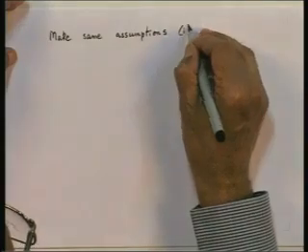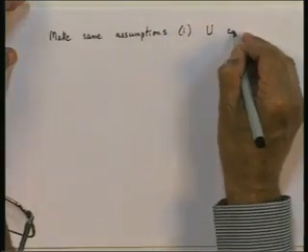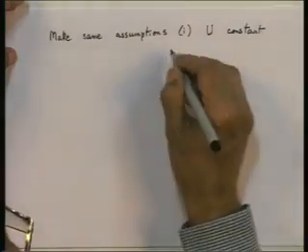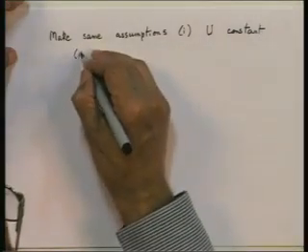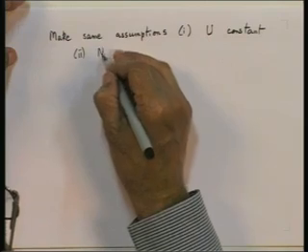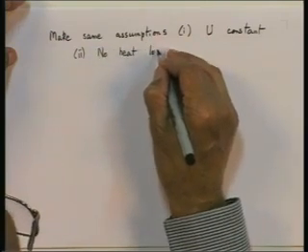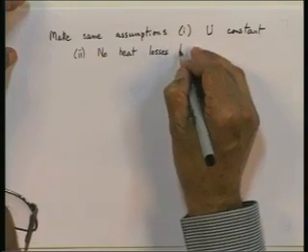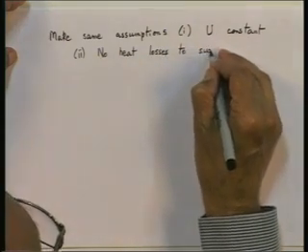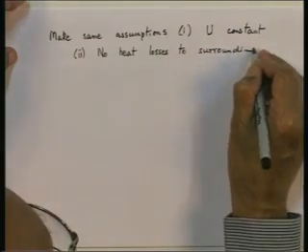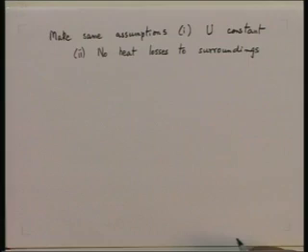Number 1, U is a constant, and number 2, no heat losses to the surroundings. Change of enthalpy on the hot side is equal to change of enthalpy on the cold side. The decrease in enthalpy on the hot side is equal to the increase in enthalpy on the cold side.